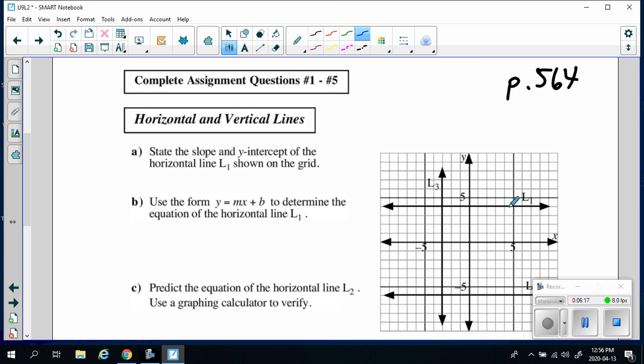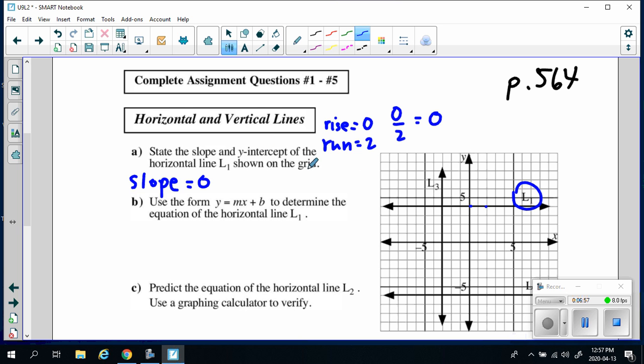So L1 is right here. There's L1. And it's asking us to state the slope. So if we're looking at 2 points on this line L1, if you're looking at the rise, we actually have a rise of 0 between these 2 points if we choose those 2 convenient points. But we have a run of 2. So if you do the rise over the run, you just end up with a slope of 0. So we'll say that the slope of this line is 0. And actually, the slope of any horizontal line is going to be 0.